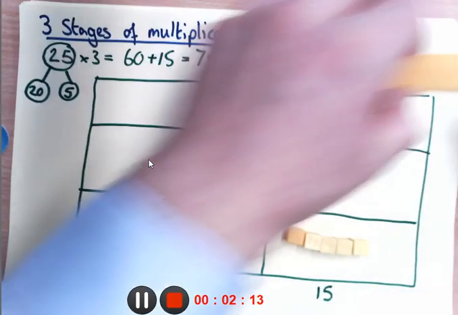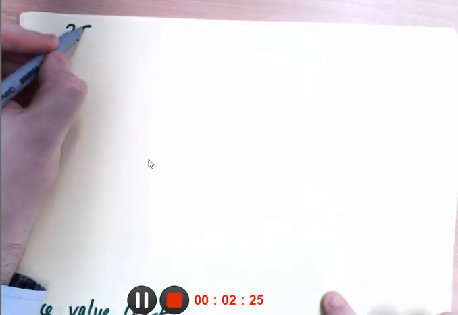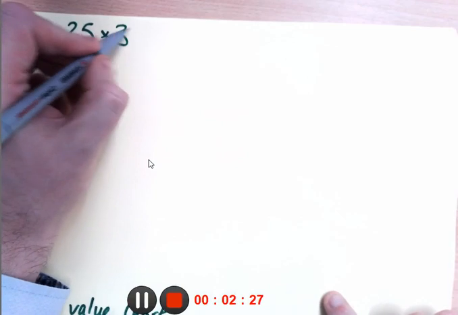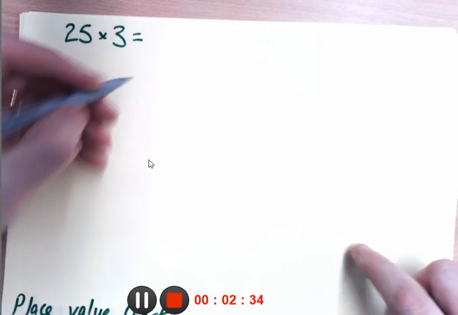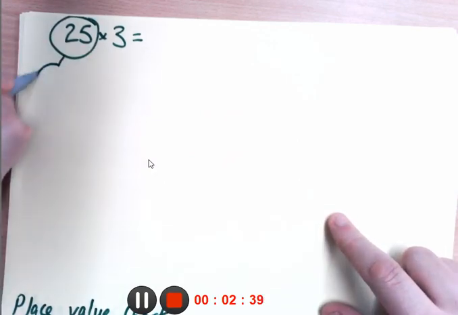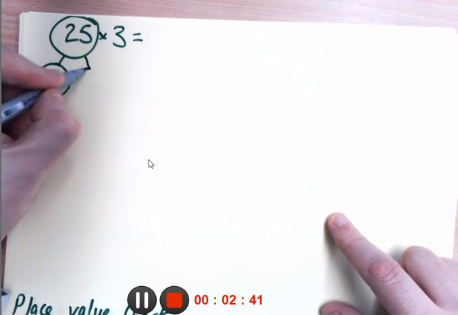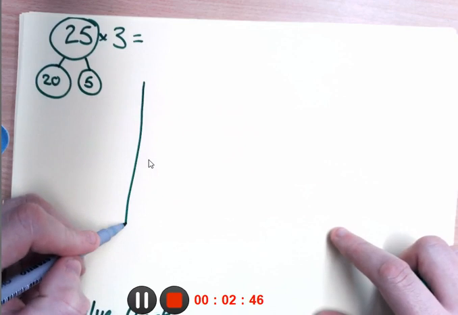Once the children are confident with using those resources, we will then move on to a more pictorial method using a place value chart. So I'll show using the same multiplication, so we'll do 25 times 3. The idea now is the children have used these resources so much they can visualise them as they're drawing pictures. So the children will again partition this number into its tens and into its ones, and then they're going to draw their own place value chart.